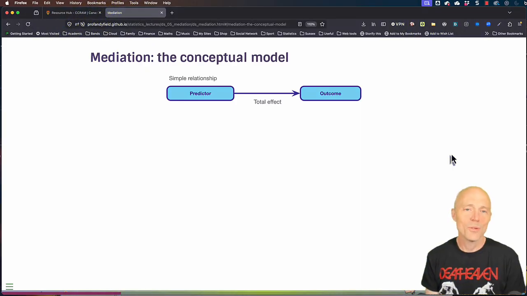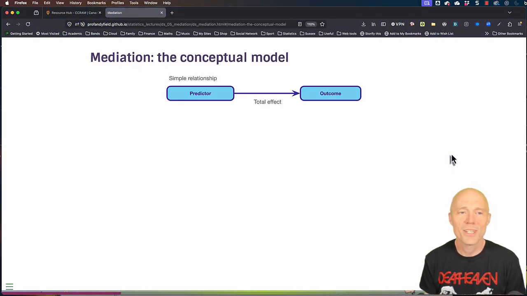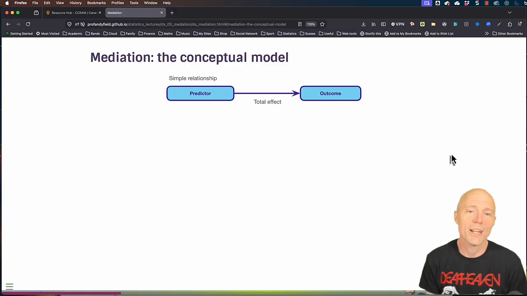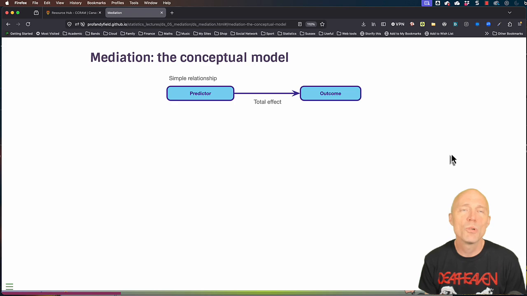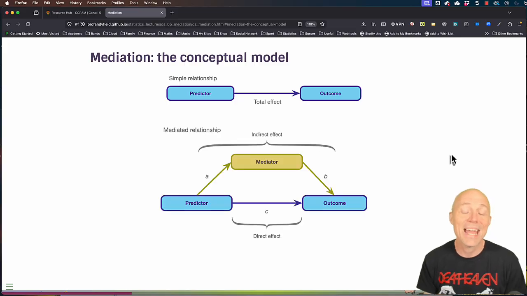Hello, in this video we are going to have a look at the concept of statistical mediation. Now often we look at relationships between two variables. So we'll have an outcome variable, that's something that we're trying to predict, and we try to predict it from a different variable, which we might call the predictor variable. So we can think of this simple relationship as being like the total effect of a predictor on an outcome. And in mediation we are trying to break this total effect down into two separate components.